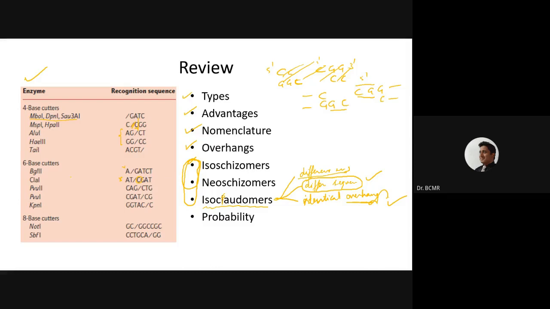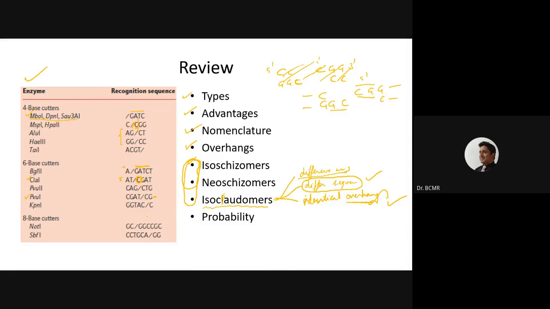Sriram has said MboI and BglII should come as well. Yes, Sriram is right. MboI will generate a GATC overhang and BglII will generate a GATC overhang. That's right, you're right. ClaI and PvuI. ClaI is C. PvuI does not. This is generating a 5' overhang, and this is generating a 3' overhang. So they are not in the same.